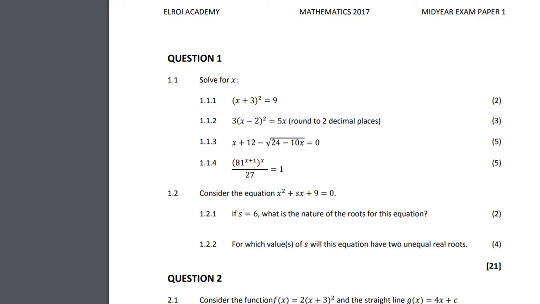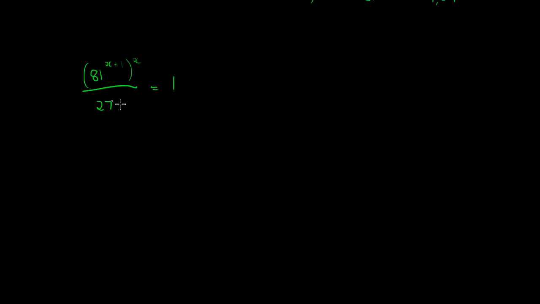So we have 81 to the power of x plus 1 to the power of x divided by 27 is equal to 1. Okay, now whenever something divided by something is equal to 1, it just means that that thing is equal to that thing. Or you could have just said, well, multiply both sides with 27.